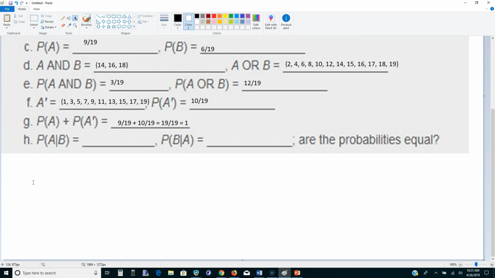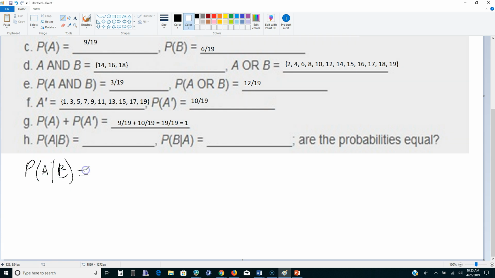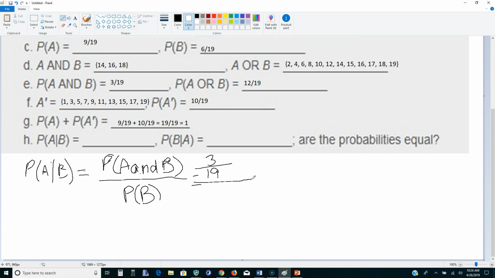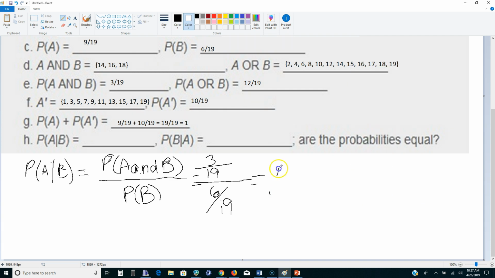Now let's take a look at the last part of this example. It's the probability of A given B. So if you recall, the probability of A given B can be rewritten as the probability of A and B over the probability of B. So we are just going to find this. And luckily, we have all this information we've already calculated above us. So the probability of A and B is 3 over 19. And we put that over the probability of B, which is 6 over 19. We'll get our calculator, parentheses 3 divided by 19, close our parentheses, divided by parentheses 6 divided by 19, close parentheses, equals 0.5.